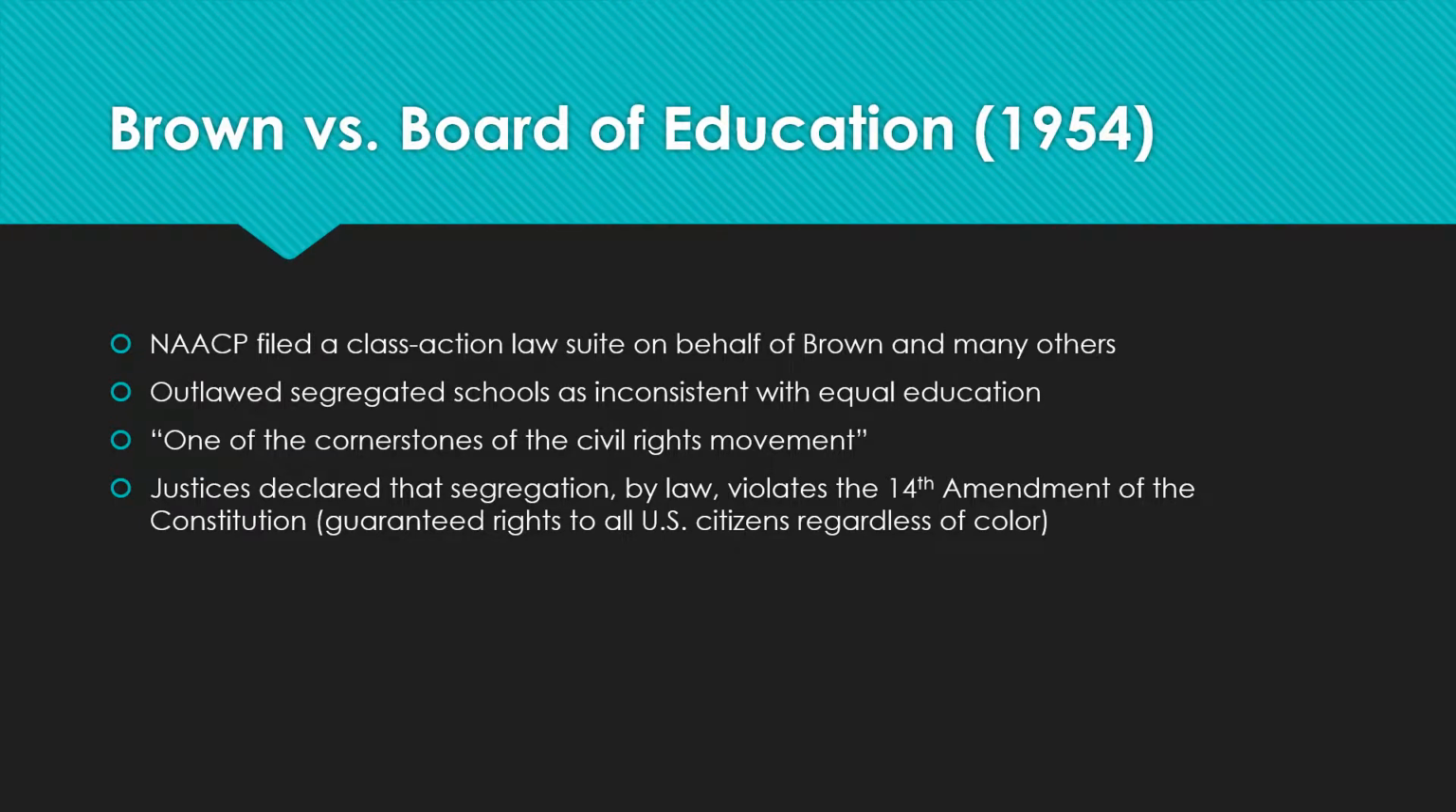So the first thing we have here is Brown versus the Board of Education. This happened in 1954. The NAACP filed a class action lawsuit on behalf of Brown and many other parents. What basically happened with Brown is his daughter was denied access to a public school due to her color. Overall, it outlawed segregated schools as inconsistent with equal education. This was one of the cornerstones of the civil rights movement. So this played a pretty big role to get everything up and running.